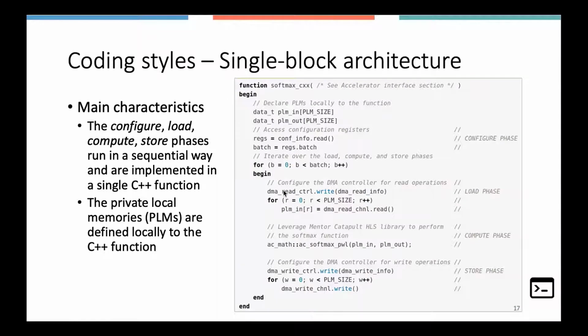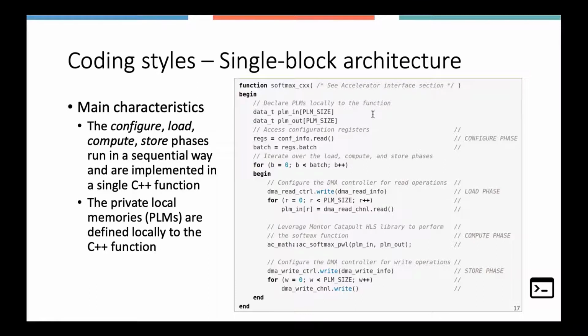Let's consider the simplest style. The main characteristics of a single block architecture are that the phases run in a sequential way and are implemented in a single C++ function, and the private local memories are defined locally to the C++ function. You can see here the pseudocode for the softmax function, and we will see the C++ implementation in a minute. This is just to give you an overview of the implementation in a single slide.